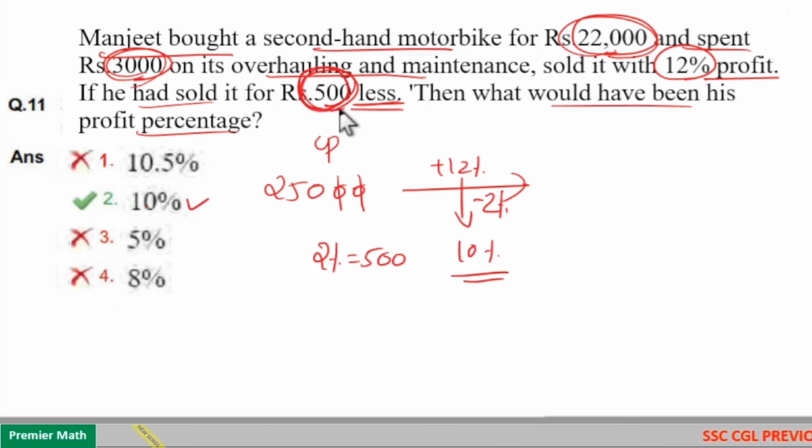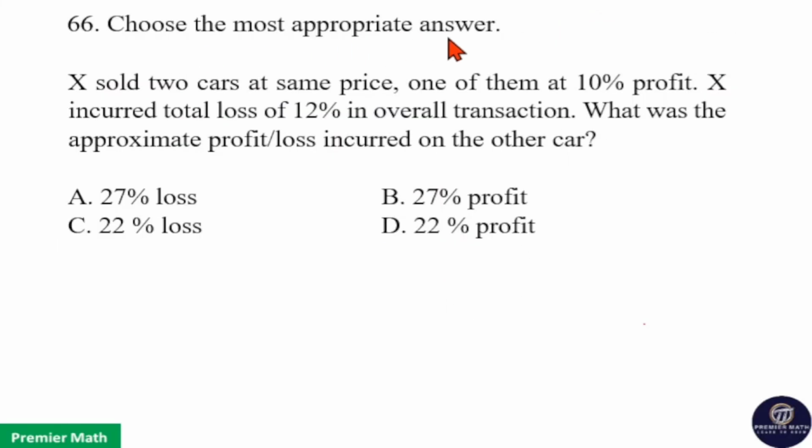If he sold it for 500 rupees less, it means his profit percentage is 10%. Choose the most appropriate answer. X sold 2 cars at the same price, one of them at 10% profit. X incurred a total loss of 12% in the overall transaction. What was the approximate profit or loss incurred on the other car?